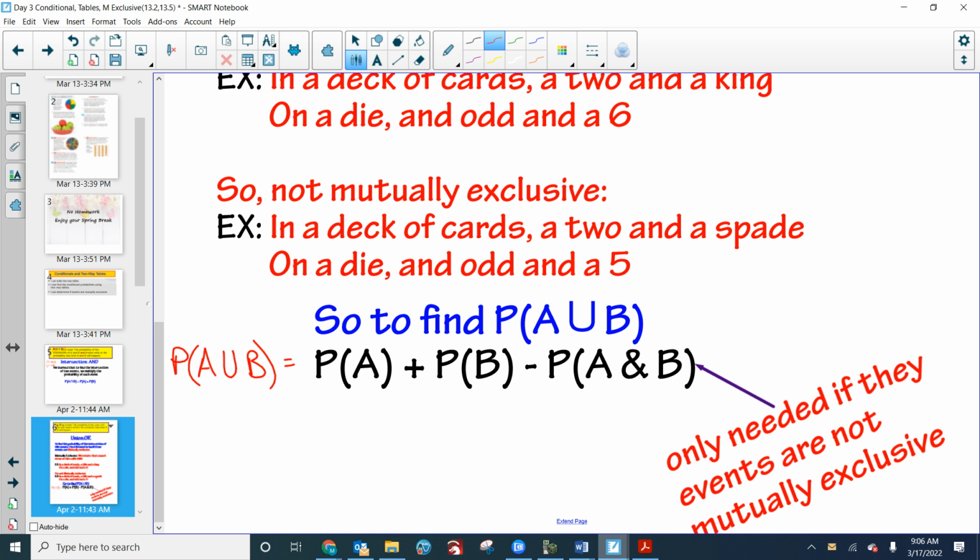Sounds confusing? Not that bad. It doesn't matter which one you do first. Are you multiplying the A and B? P of A times P of B, yes. P of A and B is P of A times P of B. It's the overlap of A and B. So we are multiplying. We'll talk about that in a minute.